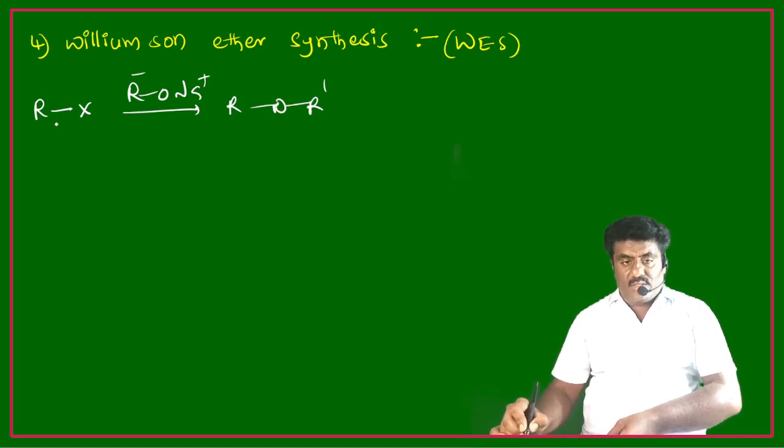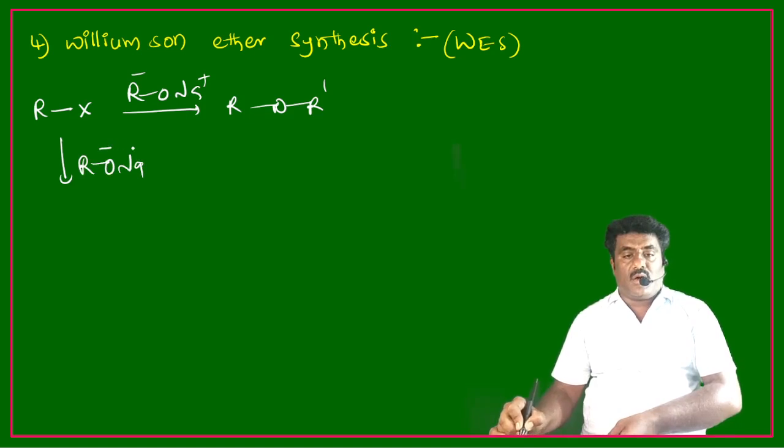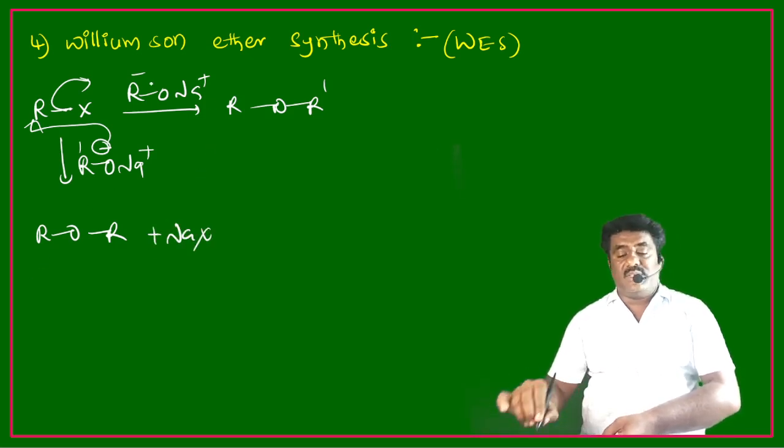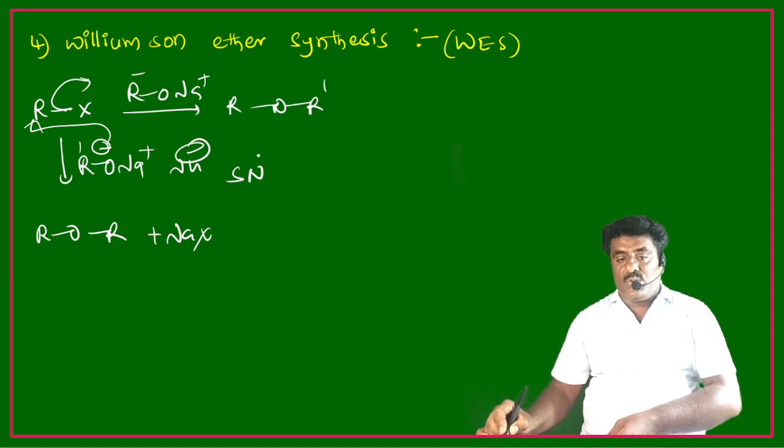See, RX in presence of RONa, here RO minus Na plus. X is the leaving group, so O minus attacks over R to form ROR and NaX. What mechanism is involved in this nucleophilic substitution reaction? That is the SN2 mechanism.